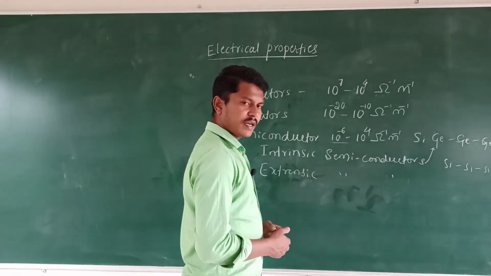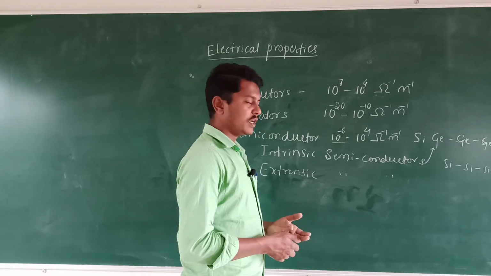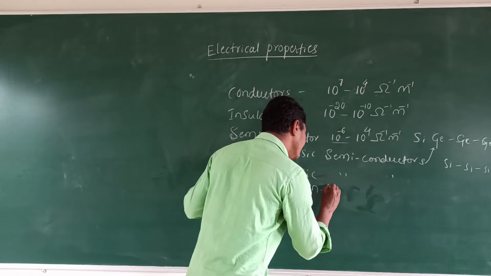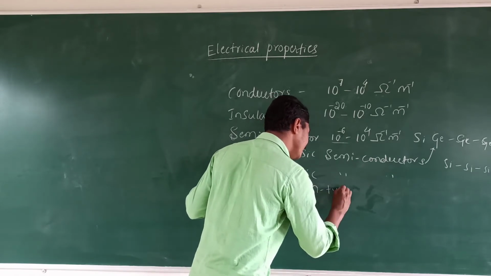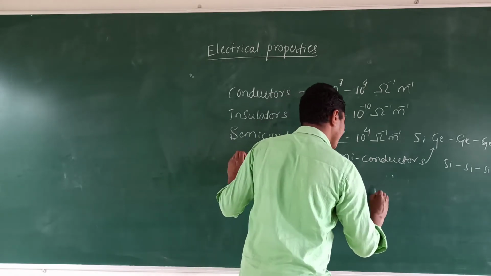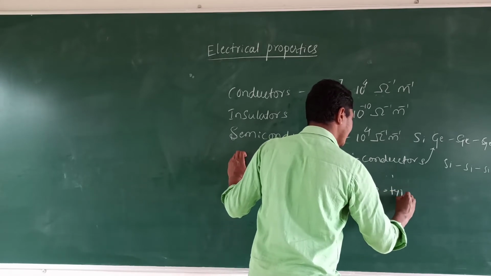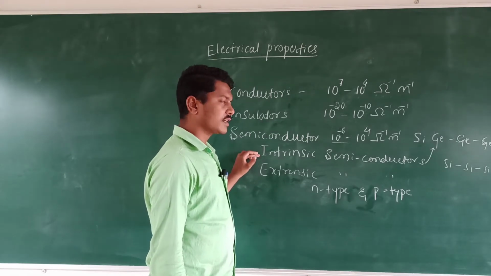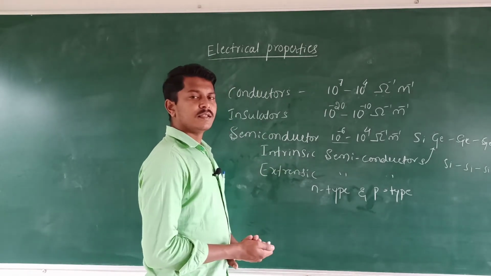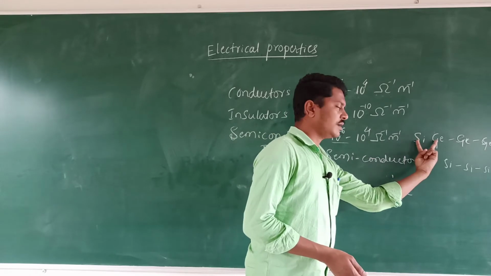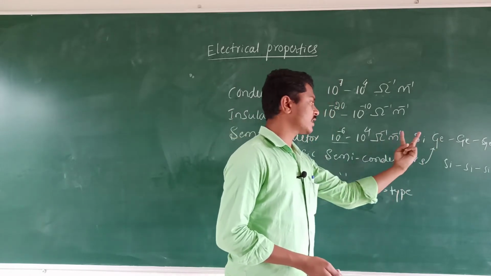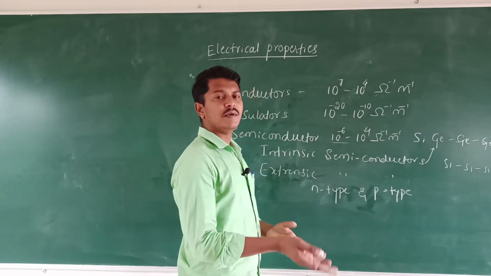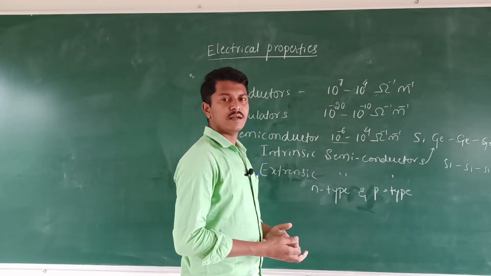Based on the impurity, extrinsic semiconductors are classified into N-type and P-type. Intrinsic semiconductors are purely semiconductor elements. But extrinsic semiconductors have some impurities to conduct electricity.